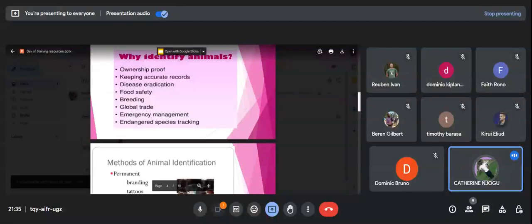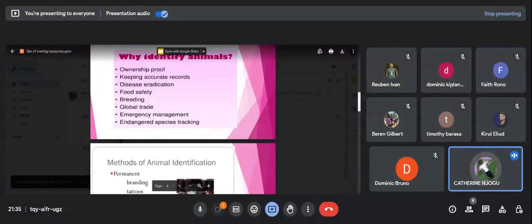We have food safety. That is when your animal is sick and you have identified it, you cannot sell it to people, maybe for meat, or if it's sick, maybe like mastitis, you cannot sell that milk from that cow or from an animal to people. By identifying an animal, you'll be able to have food safety.